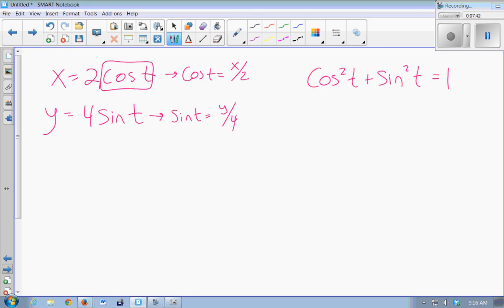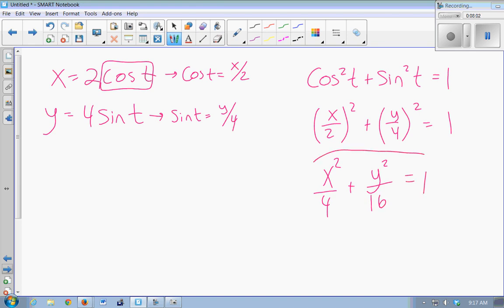Then I plug those into this Pythagorean identity. So I have x over 2 squared plus y over 4 squared equals 1. Then simplify and square these fractions. I get x squared over 4 plus y squared over 16 equals 1, which is exactly what I predicted I was going to get based off my sketch.